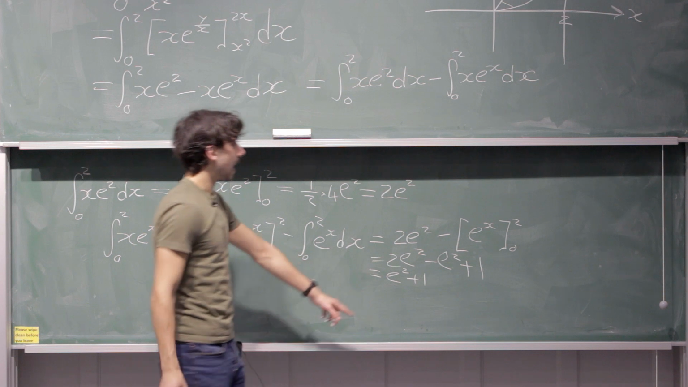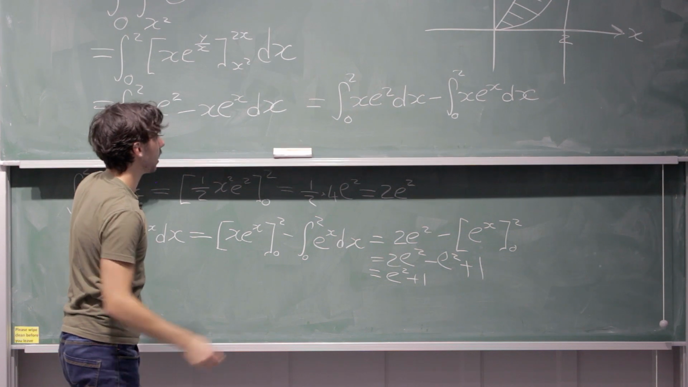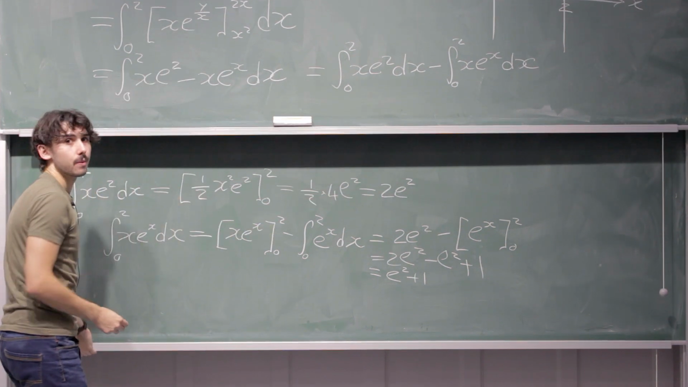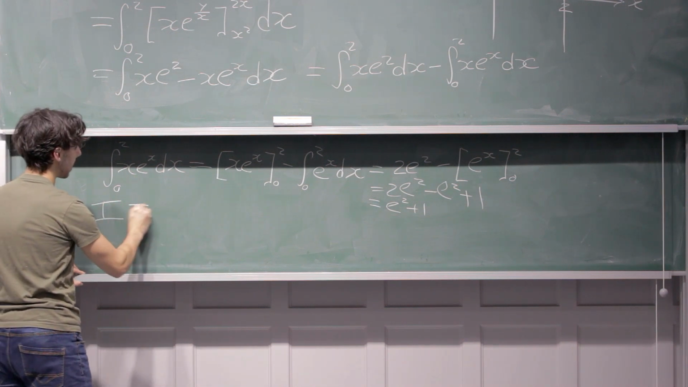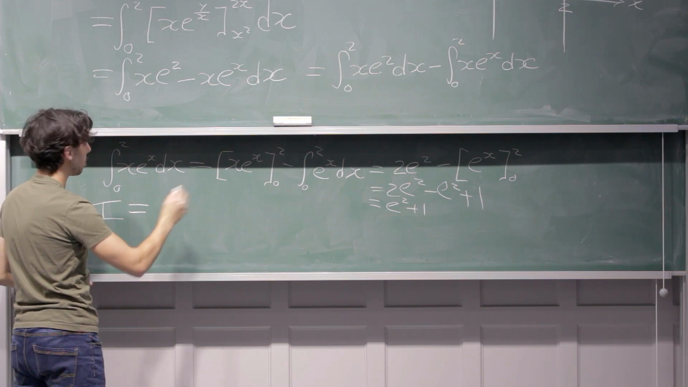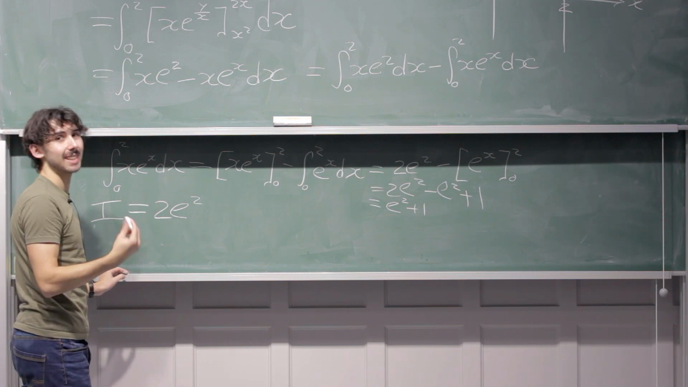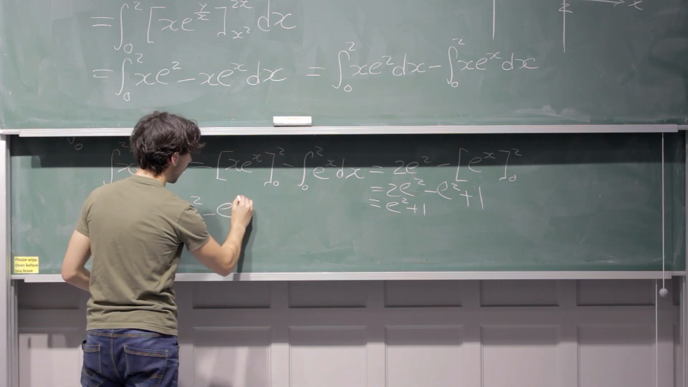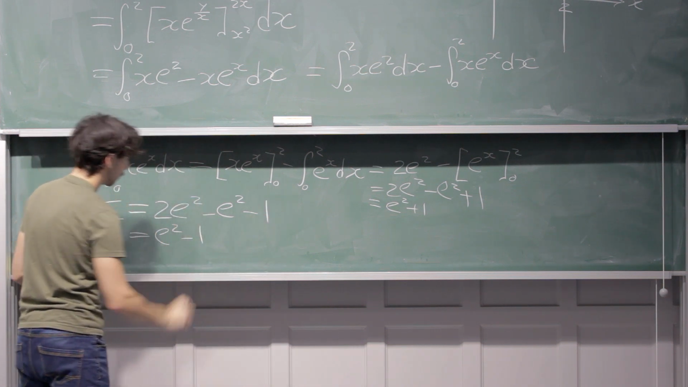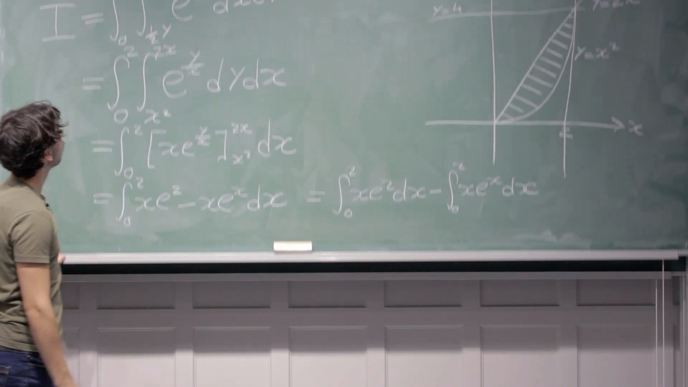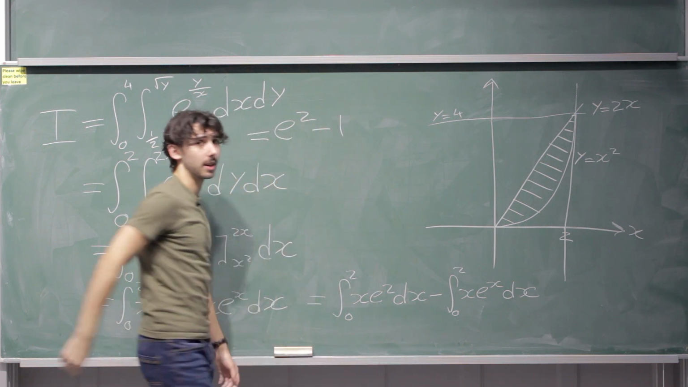All right, now remember we were taking that integral away. So the first integral had a value of 2e squared. The second integral is e squared plus 1, and we need to take that away. So it's minus e squared minus 1, which is e squared minus 1. And that's the answer. So this thing all along was just equal to e squared minus 1, just like that.